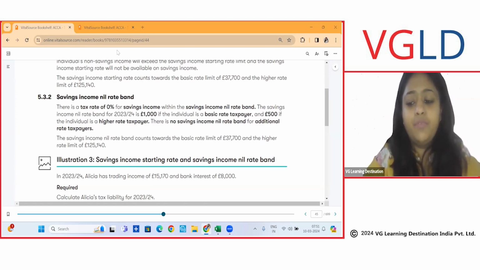Okay, everyone, you all know that there's a timer running, so speed up. How can it be zero? There will always be taxes available. No, you're wrong. How will it be zero? Trading income is there.